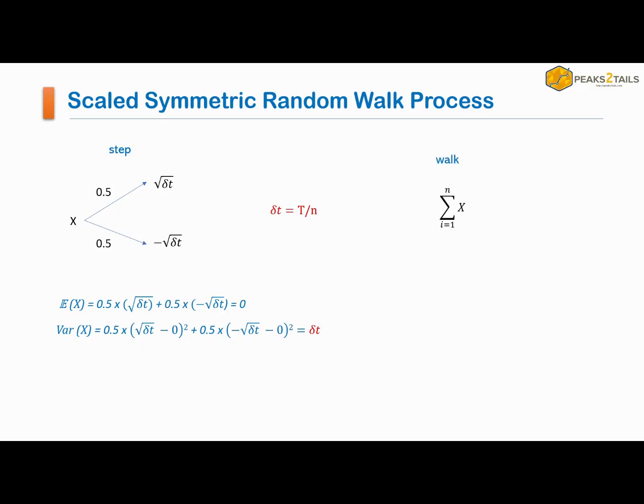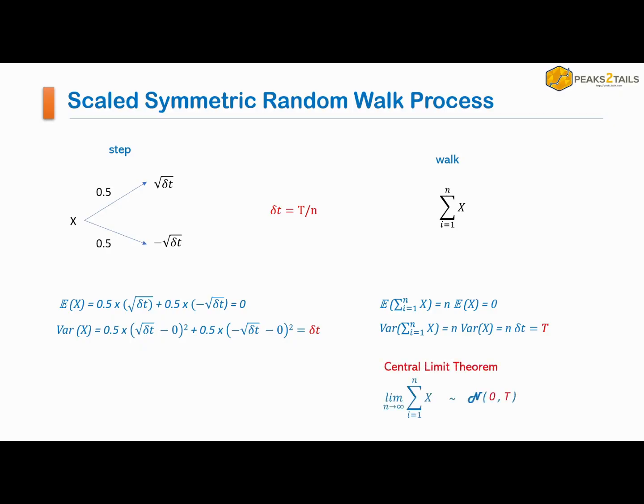Now, this is the expectation and variance of the step. What is the expectation and variance of the walk? The expectation of the walk is still 0 because it is n times expectation of the step. And the variance of the walk is now capital T. So this is more desired. This is more usable in real life to model a stochastic process.